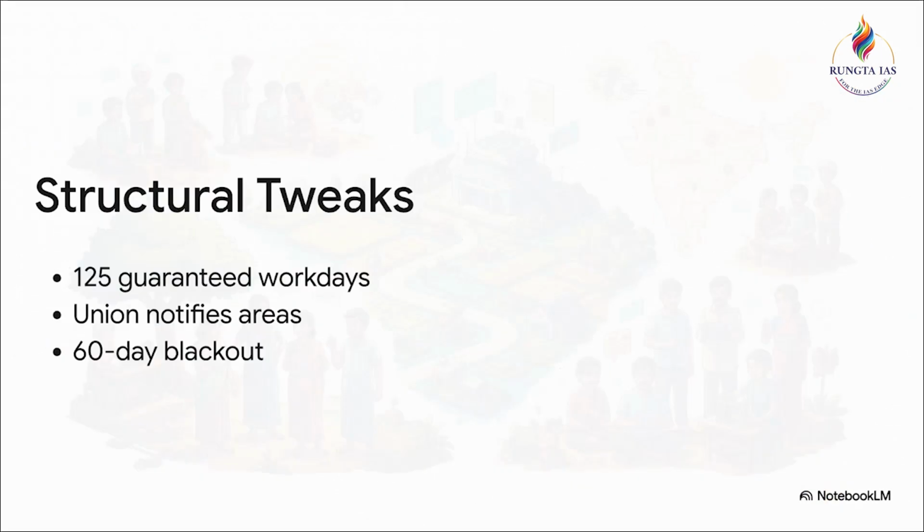And these structural changes, well, they're quite double-edged. On the positive side, guaranteed workdays are actually increasing from 100 up to 125, which sounds great. However, under Section 5.1, the union now empowers itself to notify rural areas for implementation. That means it is no longer a universally applied guarantee across the board. Furthermore, there's a brand new 60-day blackout period. This essentially pauses the program during peak agricultural seasons, explicitly to make sure labor is available for farming.